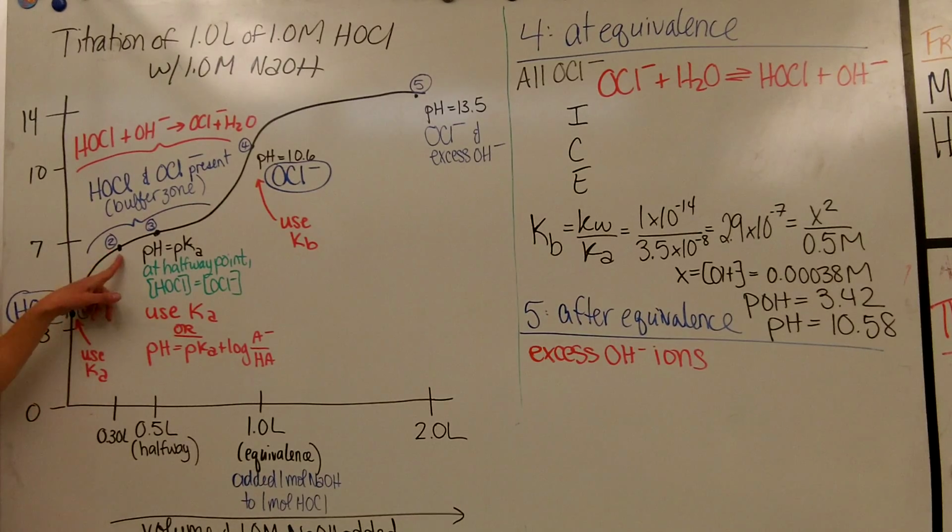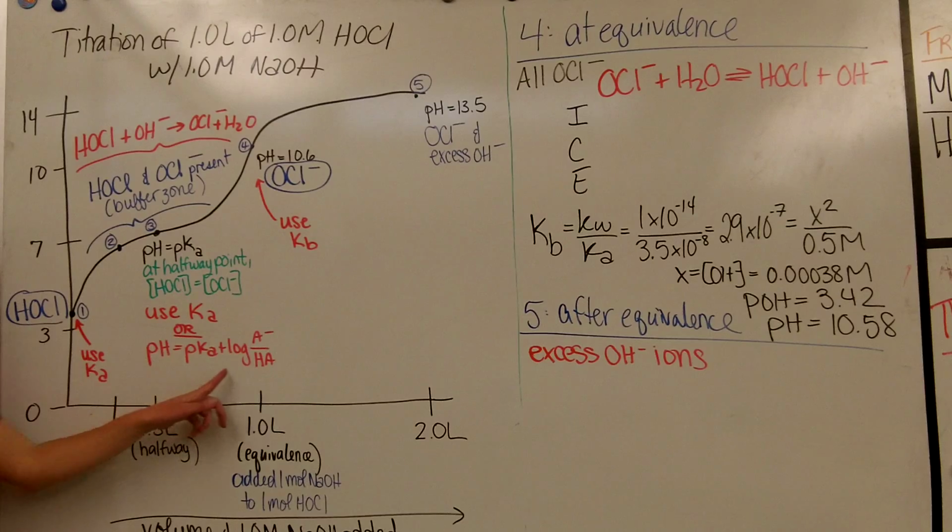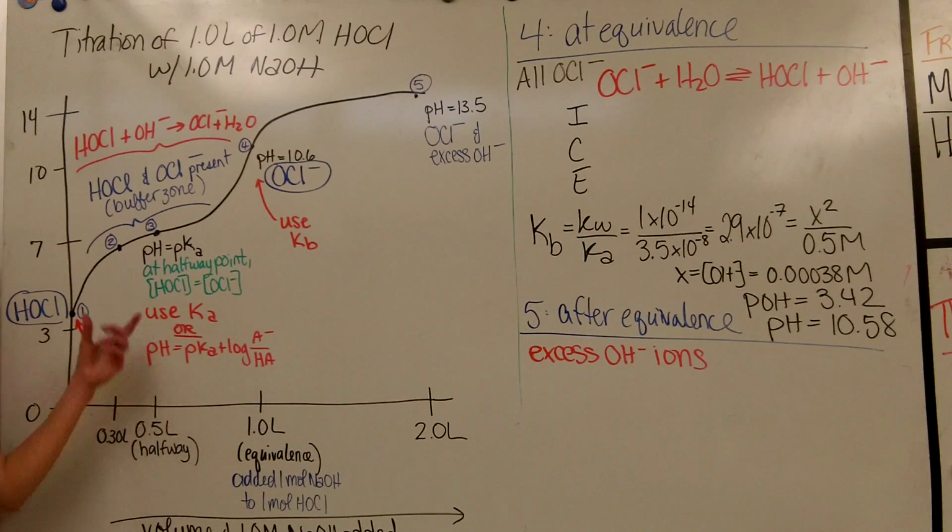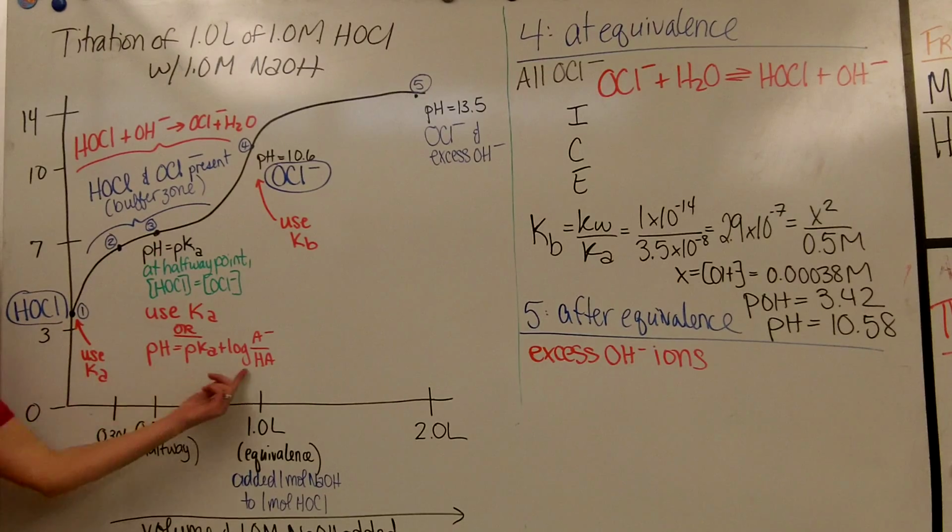If you're here at point 2, where you're some point along the curve before equivalence, then first you have to figure out how much HOCl, so how much weak acid you have left over, and how much conjugate base you created. That's just a stoichiometry problem where you look at moles, doing some subtraction: some's going to get used up, some's going to get made. Then once you have those values, you can plug them into a Ka expression and solve for pH, or you can also use this equation down here. Again, as long as you're somewhere in this middle part of your titration, this equation is okay to use as well.